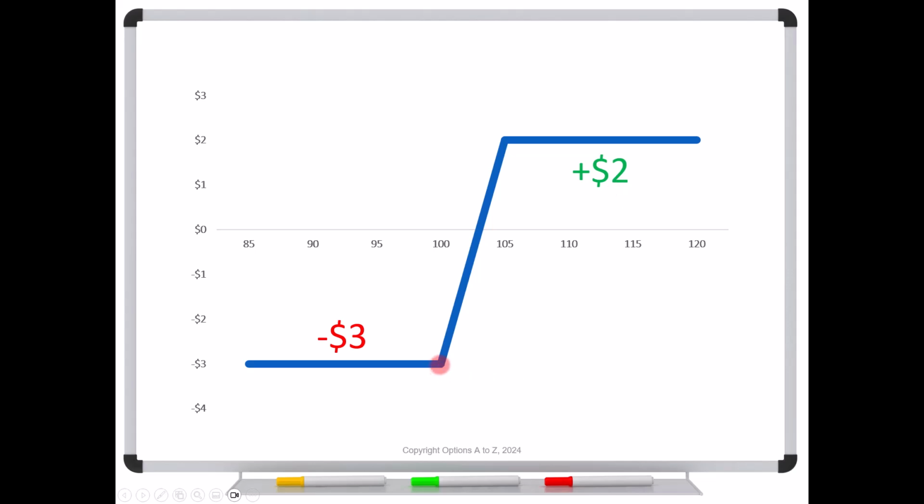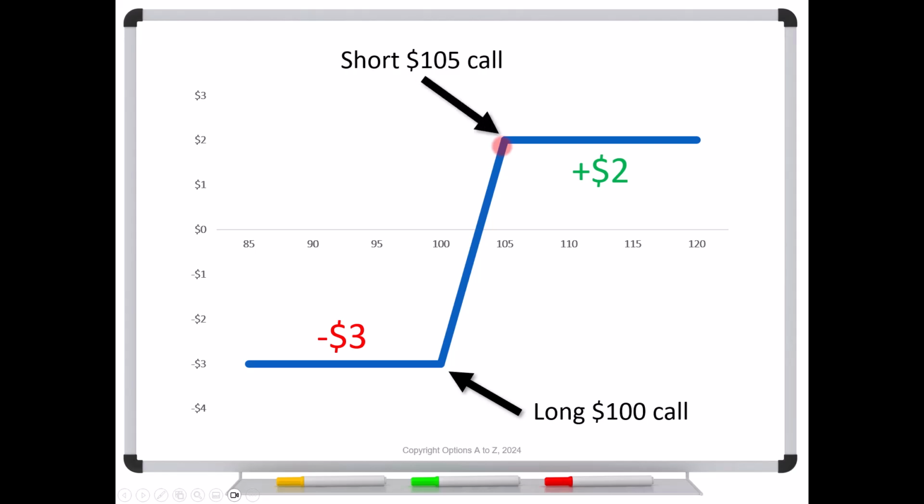So notice that this bend right here, remember, is our long 100 call. This bend up here is our short 105 call. So what if we wanted to morph this somehow? If I wanted to become, let's say, more bullish. All right, so I'm bullish right now. We can see that this position makes money if the stock moves in this direction, albeit a limited gain, but it's still bullish.